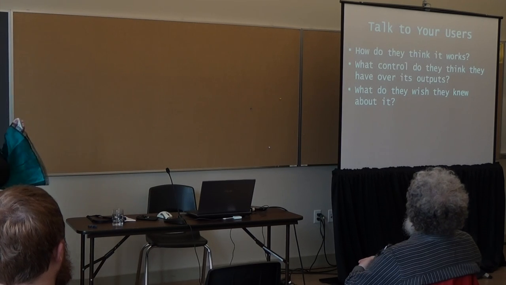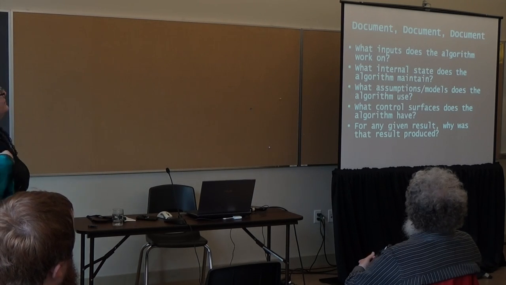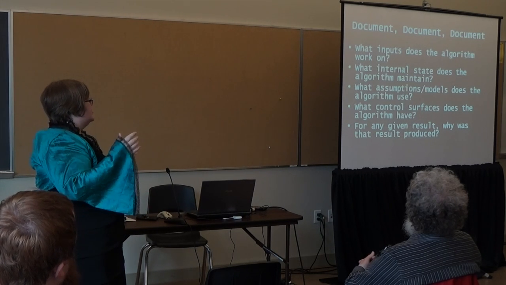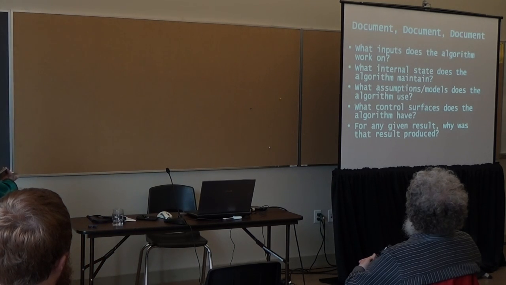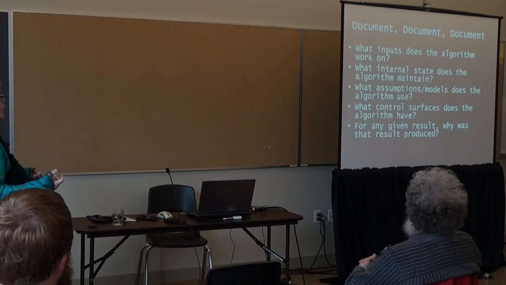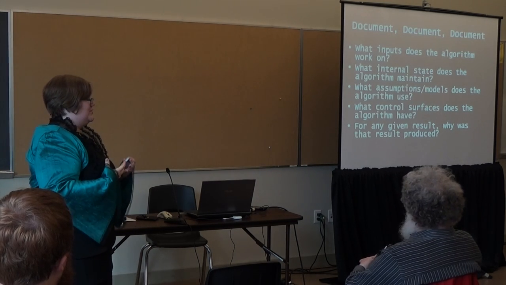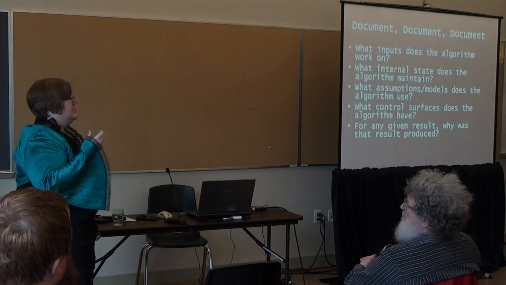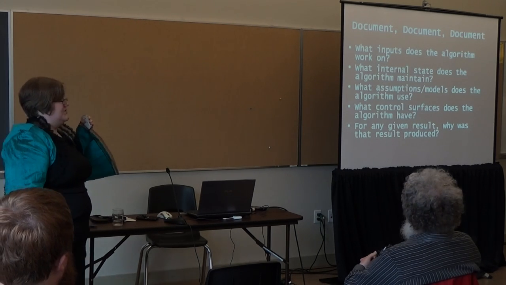Alright, so then, do the documentation, Batman! This is back to what we talked about, what makes a transparent algorithm. You need to tell your users what inputs the algorithm is working on, what the internal state of the algorithm is, what is it maintaining internally, and how does that impact what it outputs. What assumptions, this is really big, what assumptions and models does the algorithm use? Your assumptions really impact your outputs. Again, control surfaces. How can they impact how the algorithm is running? And then, why was a given result produced?